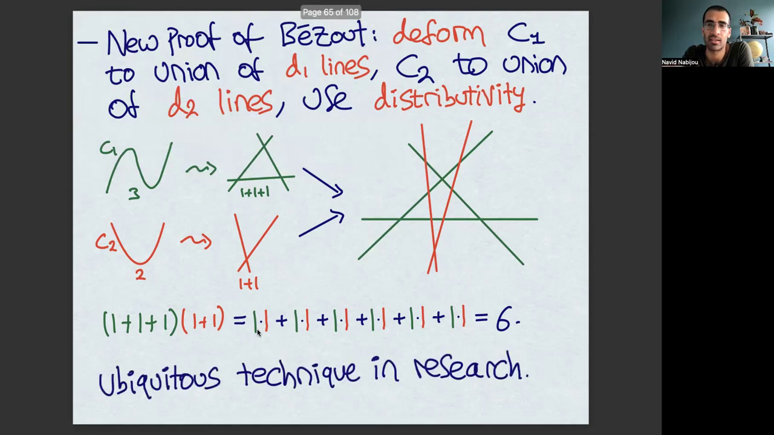And I'll just mention that this isn't something I've just cooked up for you now. This general philosophy that you can prove things about complicated things by degenerating them into unions of simpler things and using what you understand about those simpler things. This is a completely ubiquitous technique in research up to this very day. Okay, so people use this kind of stuff all the time.